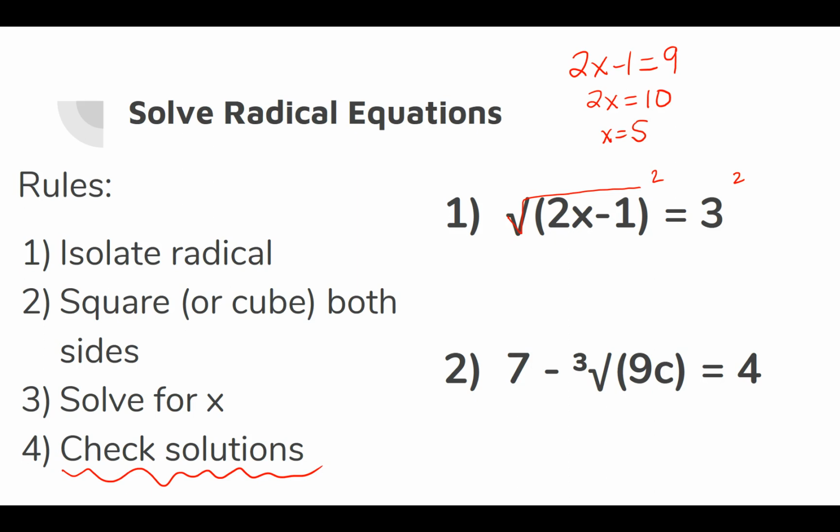My original was a square root, so let's make sure 5 is okay. 2 times 5 minus 1 will not give me a negative number, right? So 5 is good. X equals 5. Okay?